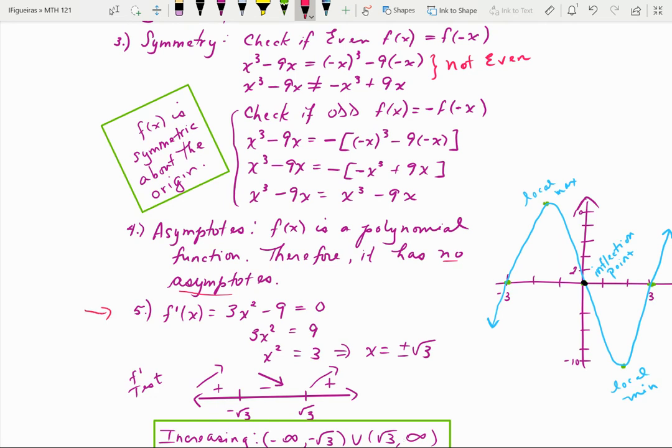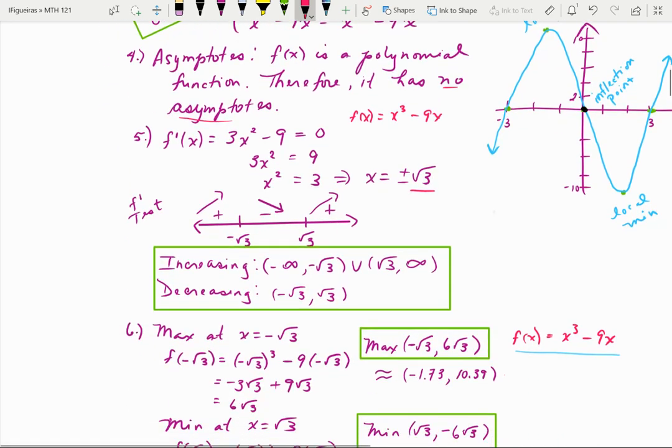F prime. All right. F prime is equal to 3x squared minus 9. Remember, our original function, f of x, was x cubed minus 9x. So you're just using power rule to find f prime. Set that equal to 0. Solve it. I used square root method, and you get that x is equal to plus or minus root 3. Those are my critical points, and they are potential maximum and minimum values.